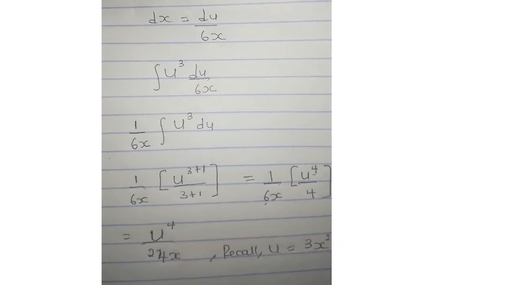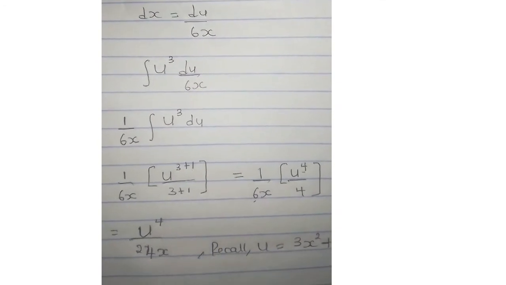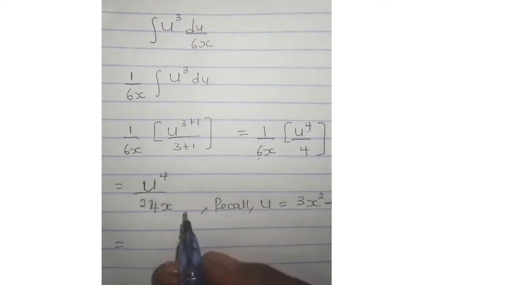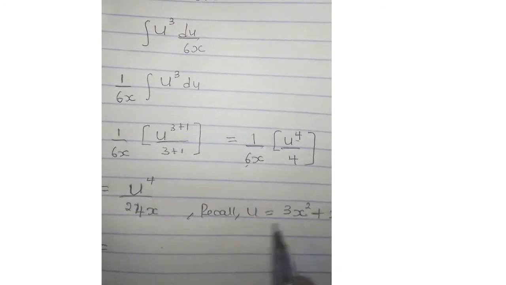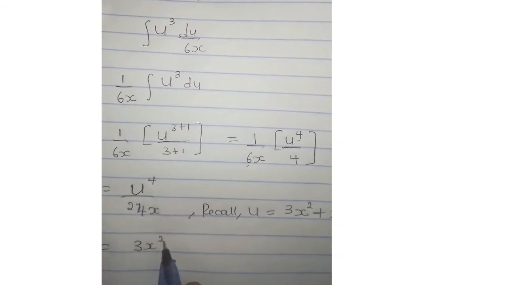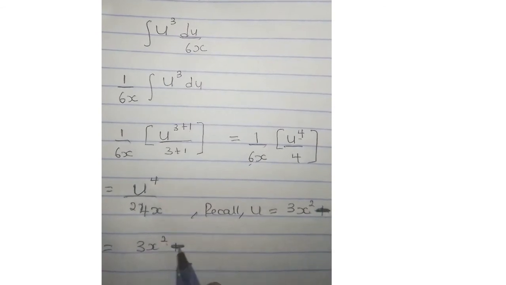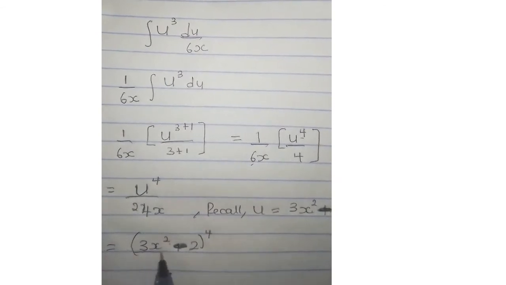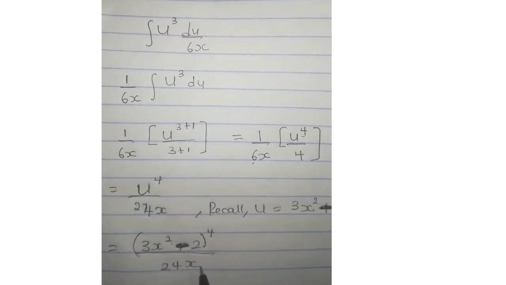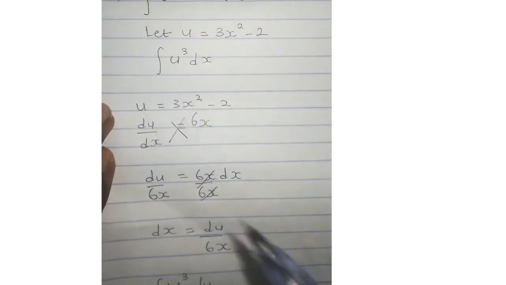But you recall that our u is equal to 3x squared minus 2. So therefore, in place of u, we put this, and we're going to have (3x squared minus 2) to the power of 4 over 24x plus c. So this is the answer when we integrate this function.